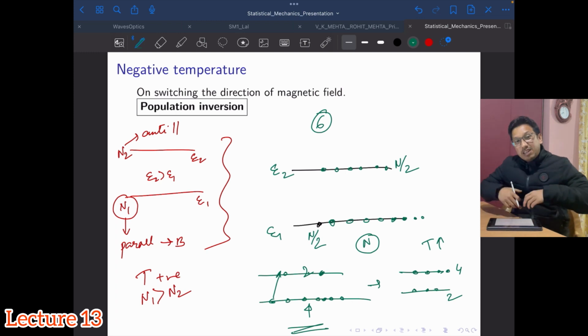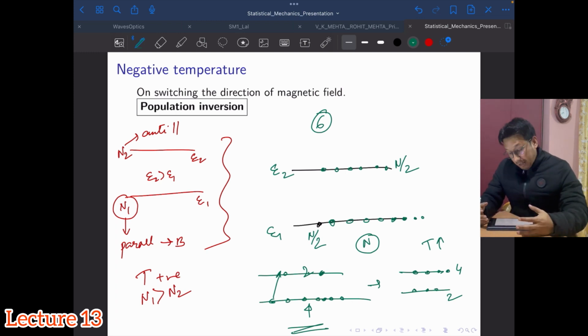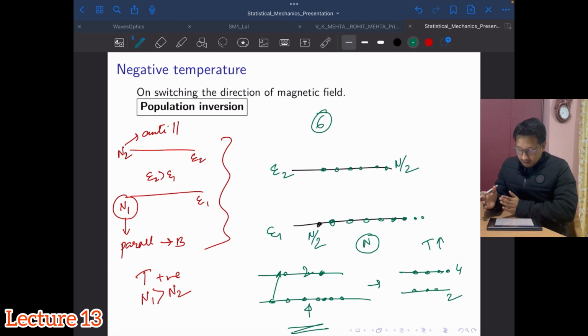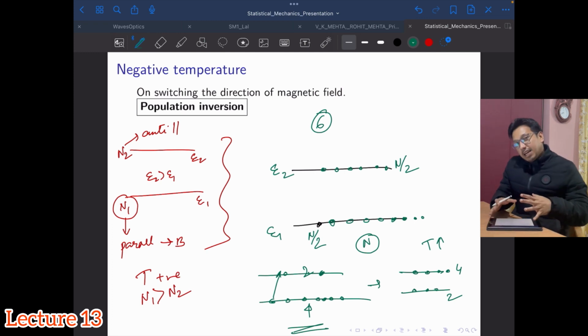So I was trying to increase the disorder, but on further increasing the energy or the temperature of the system, when more and more atoms are occupying the high energy state for such systems, what is happening? Even more we are trying to increase the temperature, and more and more atoms are occupying the high energy state. It may appear that we are increasing the energy, so the disorder or the entropy should increase, but actually it is decreasing in fact.